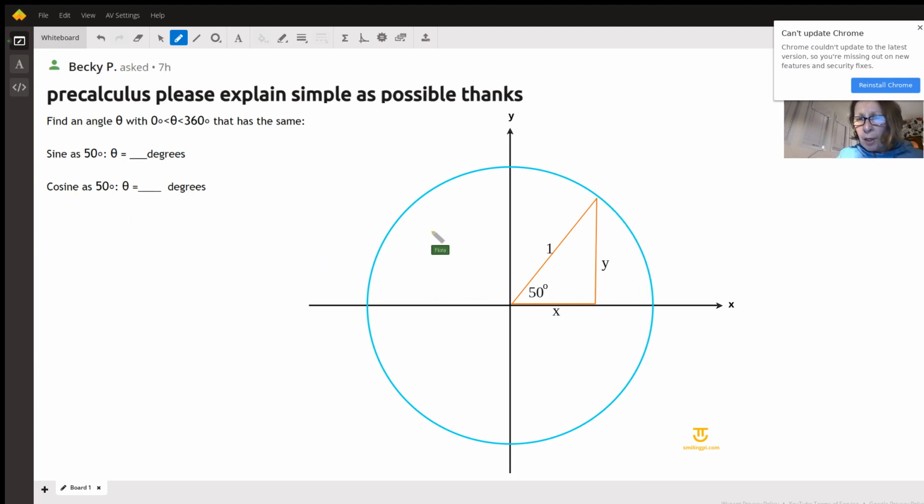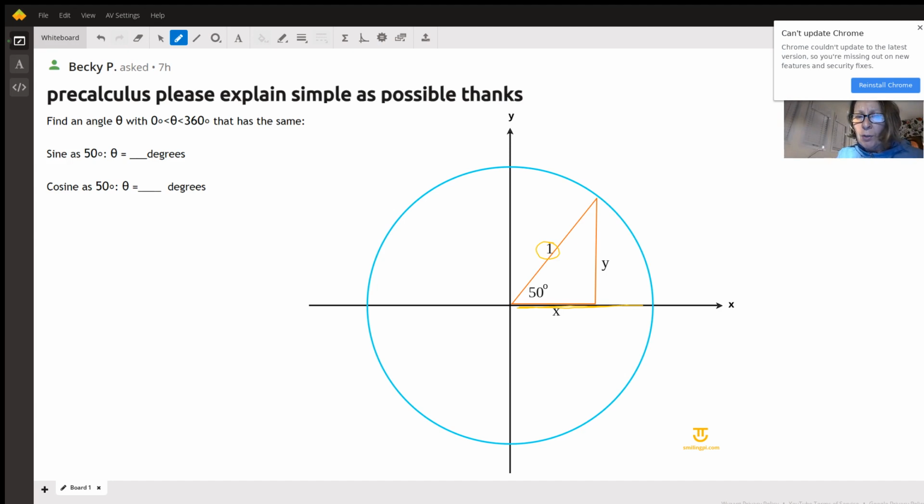So I've started over here with my unit circle, and remember, the radius is 1. That's why it's called the unit circle. And again, in math, we measure from the initial position. We do go counterclockwise. So I've marked the 50 degrees, and at that point I've got the triangle drawn in orange.